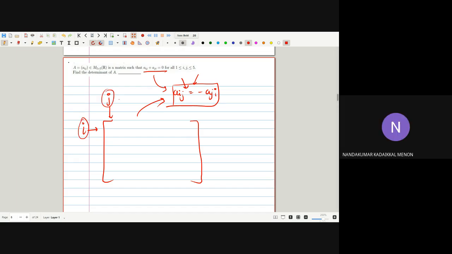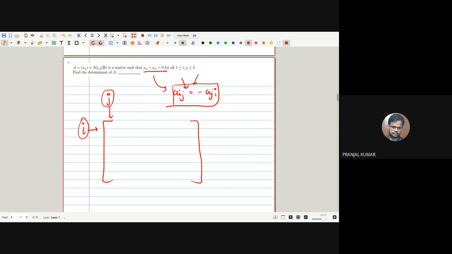Aij. i represents the row. I will iterate like this. j will iterate like this over the columns. Clear? So when you want to write any element, just go to that corresponding row and column, use this, and you will write it.